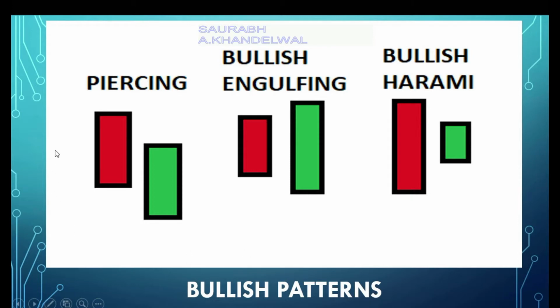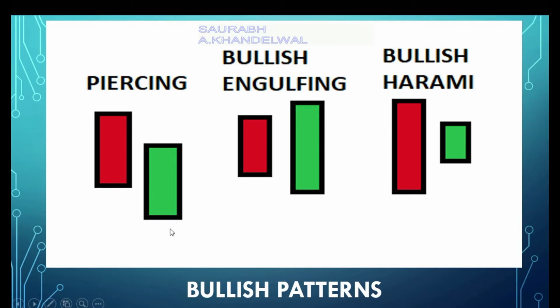So as you can see, the first one is piercing. This is a bullish pattern. It means a body piercing into the previous body. That's why it's called piercing. So you can see a red body. Red body, as I explained earlier, means a lower closing than the opening, resulting in a bearish candle. And the next day, price opened lower than the previous day close.